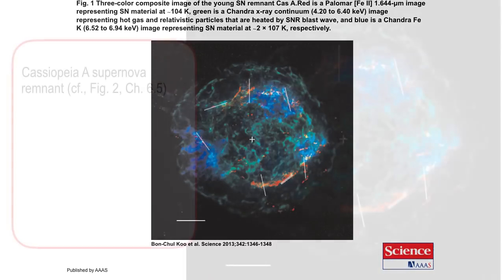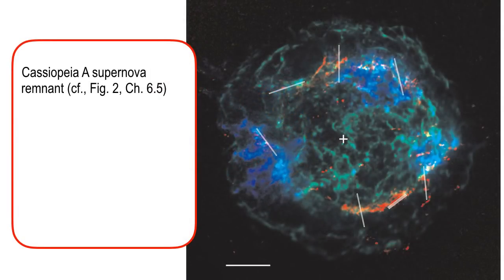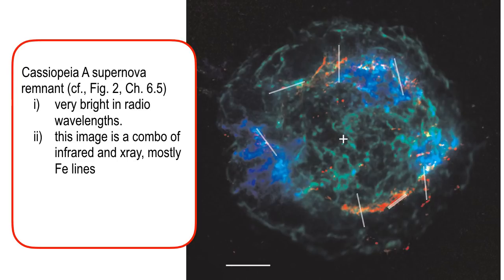So let's take a look at this in detail. You can also look at figure 2 in chapter 6.5. They've got a little blurb about it. All right, as I mentioned, it's very bright in the radio wavelengths. This is a combo of infrared and X-ray. And in this one, they're mostly looking at iron. These observatories are tuned to look for iron spectral lines. Now, we didn't do any iron lines in lecture on the first day of school, but we could have.